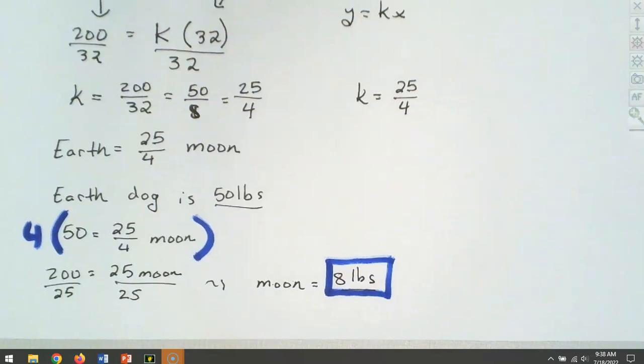And let's look now at question 34. We'll do this one, and then we'll take a break. So question 34.